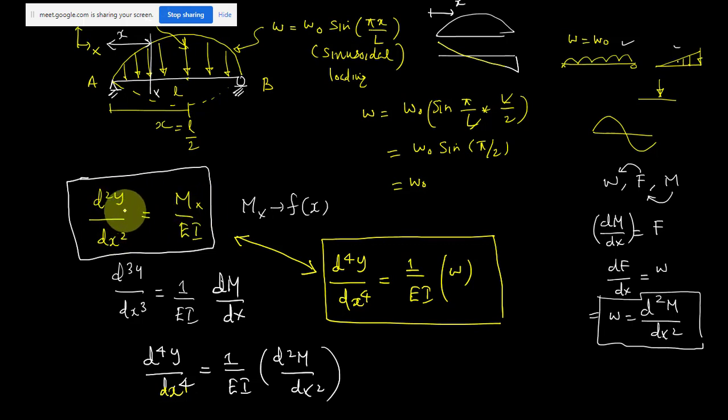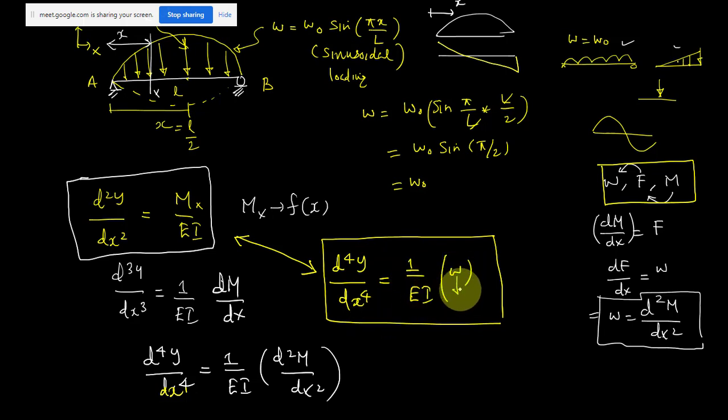If you do the differentiation two times, the RHS will become 1 by A into d square M by dx square. This quantity is nothing but your load intensity, from the basic relation. So I can write this second order differential equation as a fourth order equation: d raised to 4y by dx raised to 4 equal to W by EI.